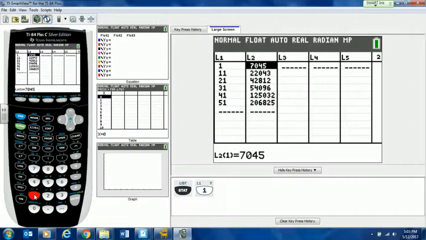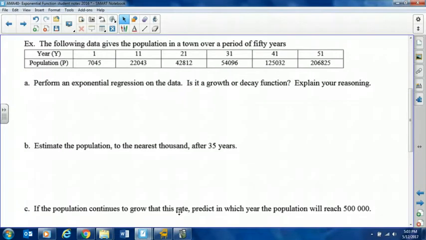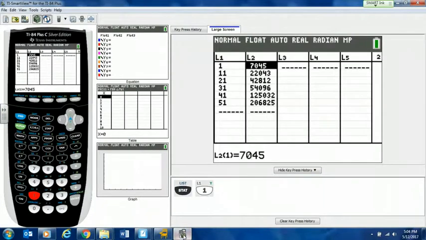Okay? What I did is I labeled the years first in L1 and then the population in L2. Why did I decide to put the years in L1? The reason is that almost 100% of the time, our years are going to represent our independent variable, what shows up on the x-axis, which leaves us with our population. That makes sense, right? The population is going to depend on the year. So I already have this in the table here.